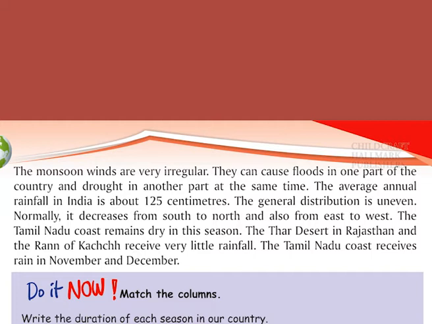The average annual rainfall in India is about 125 centimeters. The general distribution is uneven. Normally, it decreases from south to north and also from east to west. The Tamil Nadu coast remains dry in this season. The Thar Desert in Rajasthan and the Rann of Kutch receive very little rainfall. The Tamil Nadu coast receives rain in November and December.